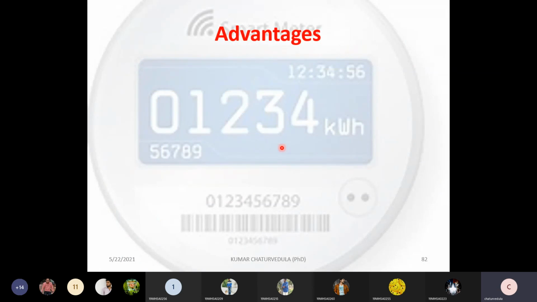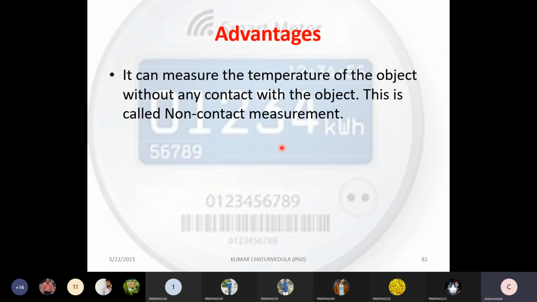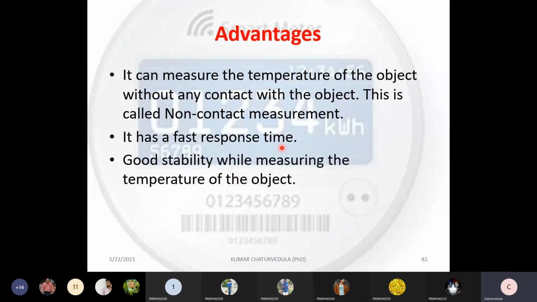Then the advantages of the pyrometer. It can measure the temperature of an object without any contact with the object. That is why this is called non-contact measurement. The response time is very quick, which we have already seen. The special qualities of your pyrometer are accuracy, precision, and quick response. It also has good stability while measuring the object's temperature.